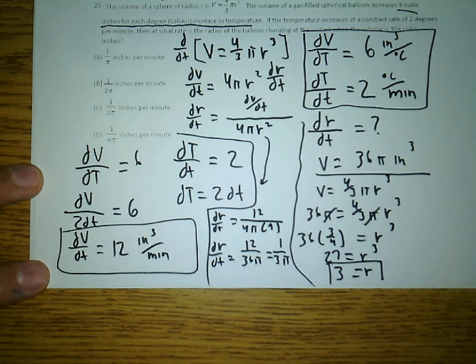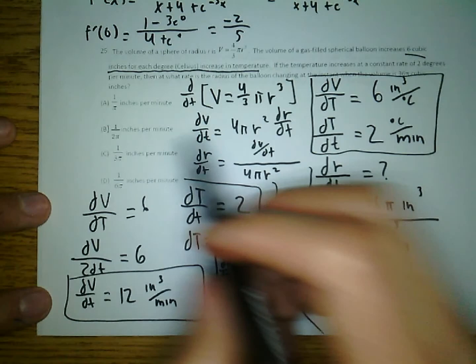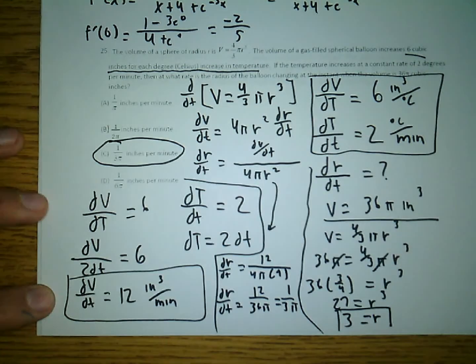And then the units for the radius is going to be what? Inches per minute in this case. And that would match option C. This one was a little tricky, but good question, actually. By the way, let me remind you, all of these questions that you took for this test, for the most part, are from past AP exams.